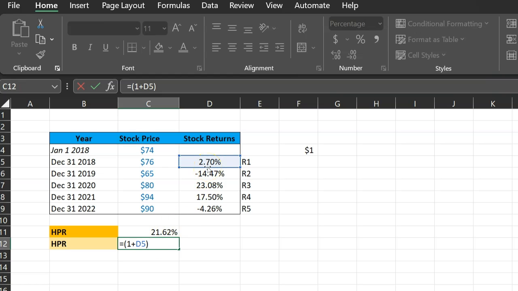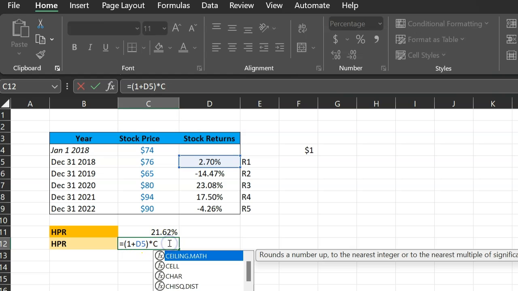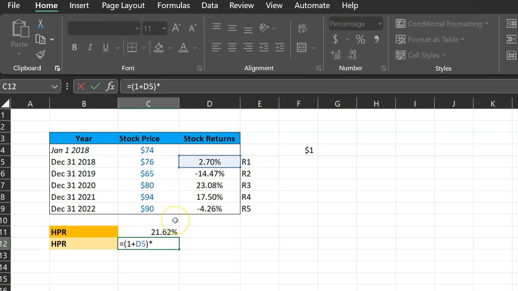Now I ask you, you keep that invested for another year. How much will this amount become? So if you have 1 plus 2.70%, by the end of the second year, this entire amount will go down by 14.47%. So all of this will get multiplied by 1 plus this negative 14.47%. So this expression right here tells you how much $1 will become by the end of the second year. So it's 0.8783.